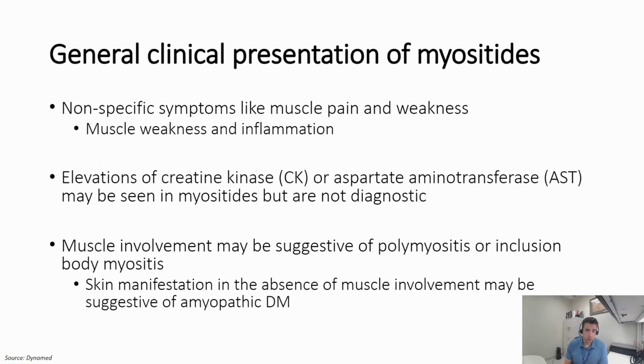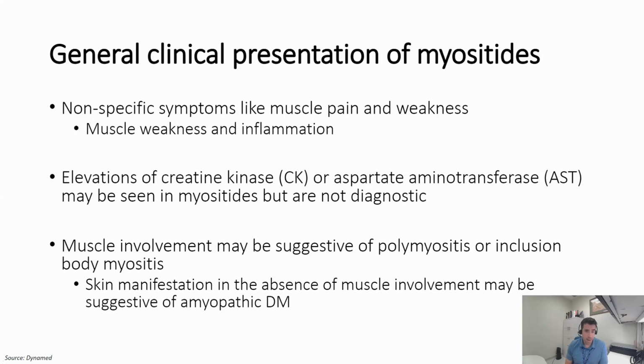The general clinical presentation for these myositis tends to be non-specific, like muscle pain and weakness, and inflammation. Elevations of creatine kinase or aspartate aminotransferase may be seen in myositis, but they're by no means diagnostic. If you don't see the elevation in CK or AST, that doesn't necessarily mean the patient does not have some form of a myositis.